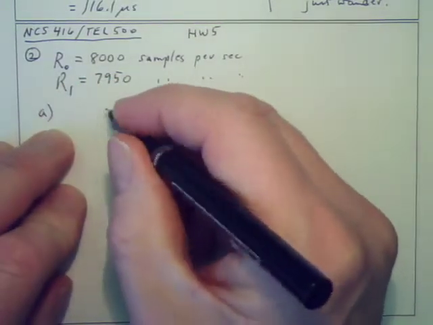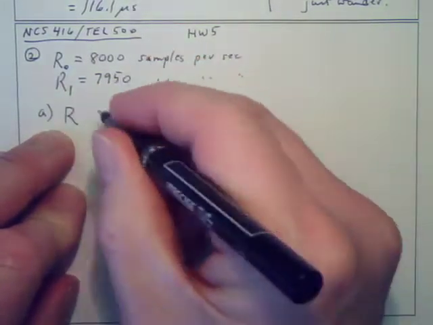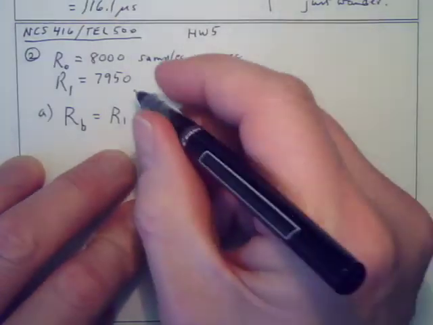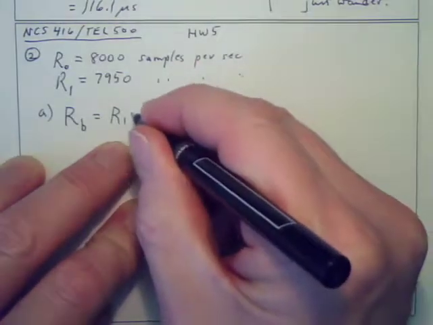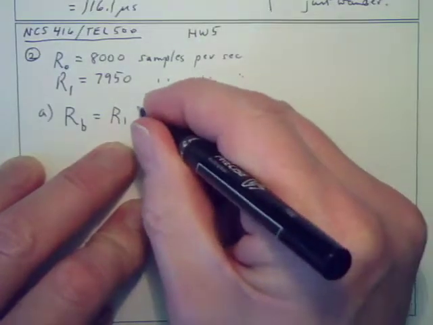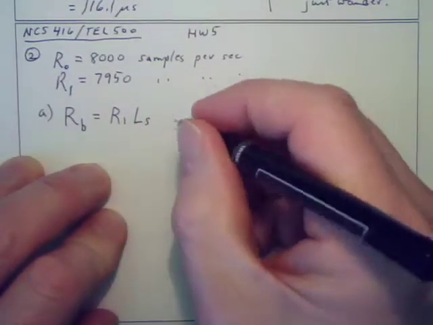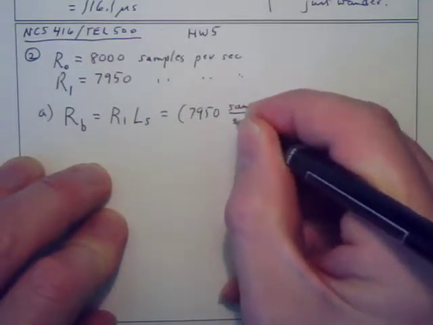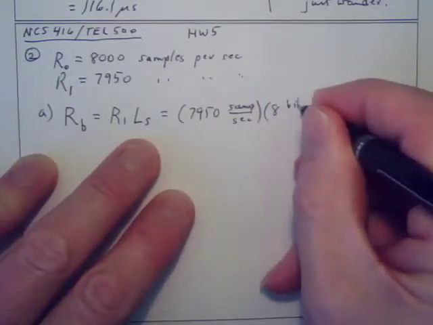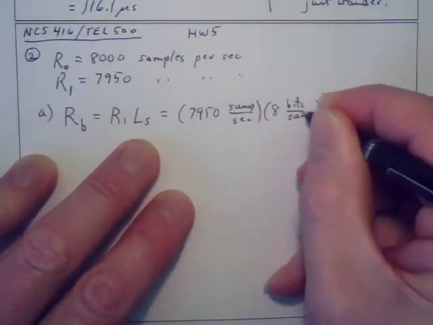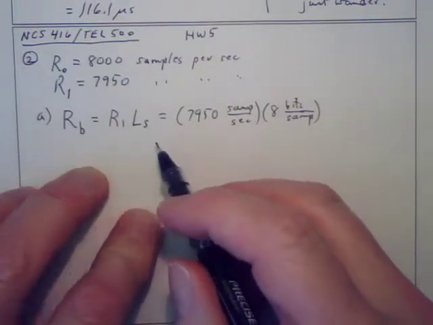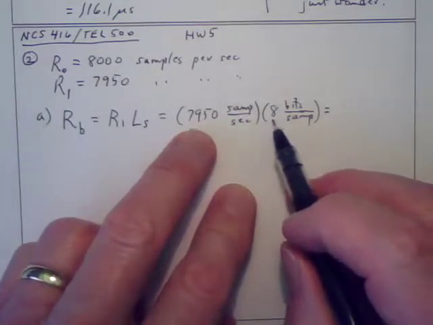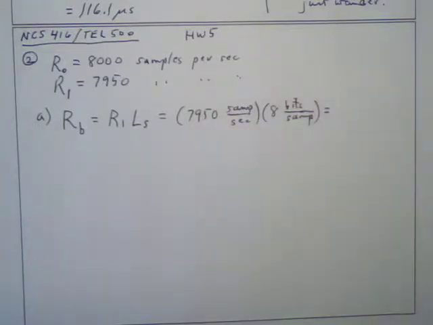And so for part A, I'm going to say that the bit rate, RB, let's call it, is R1 in samples per second times LS, let's call it, the length of a sample. And so this is going to be 7950 samples per second times 8 bits per sample. You can label this variable whatever you want. I called it LS for the length of the sample. And this is going to give us something a little bit less than 64 kilobits per second. The normal would be 8,000 times 8.